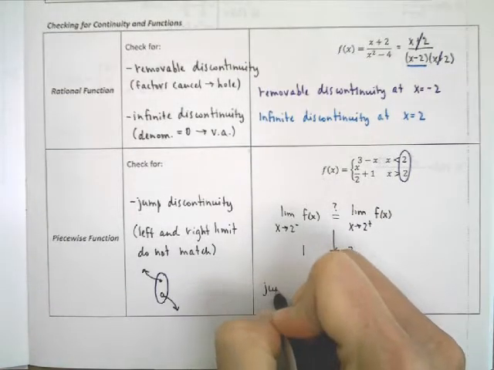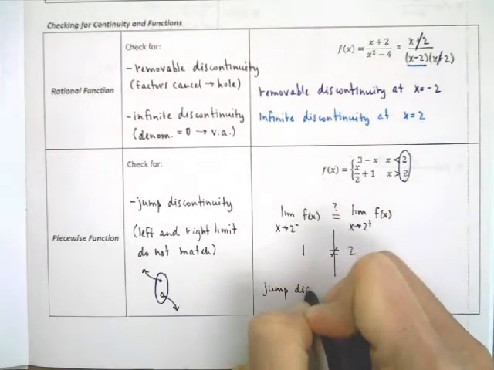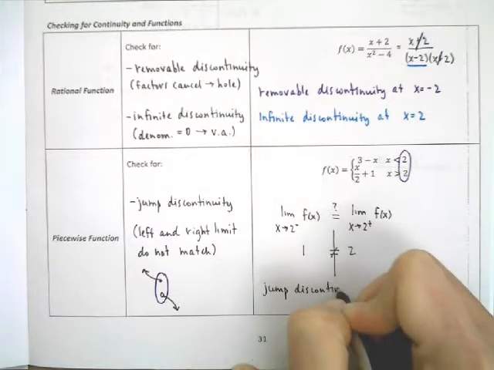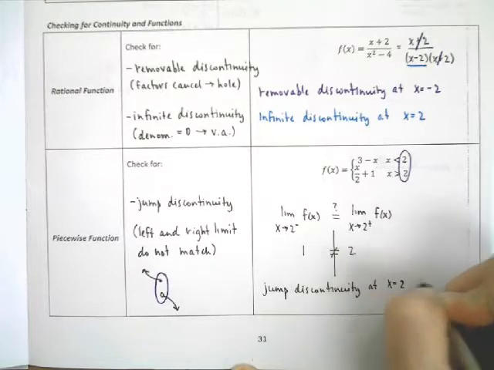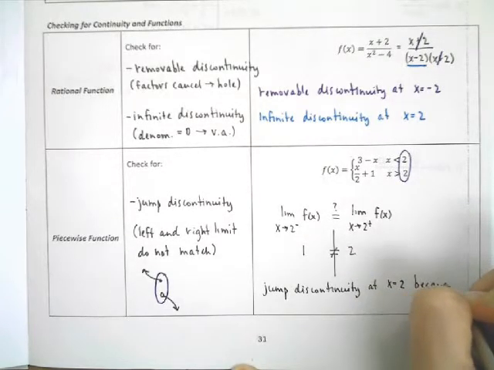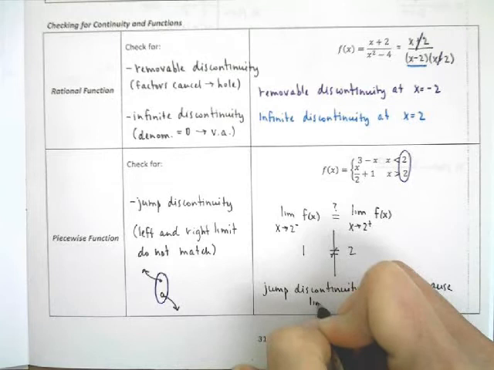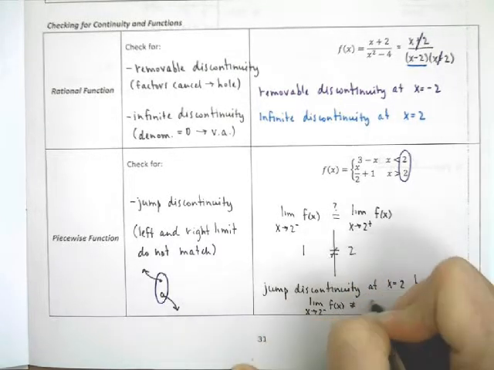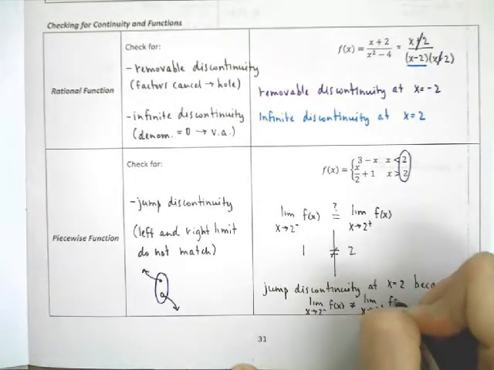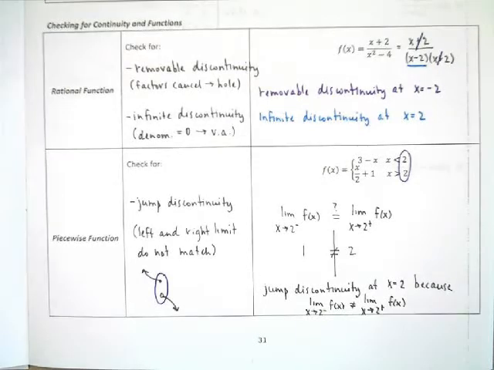So we would say we have a jump discontinuity at x equals 2 because the limit as x approaches 2 from the left of f of x is not equal to the limit as x approaches 2 from the right of f of x. Again, using that limit definition for continuity.